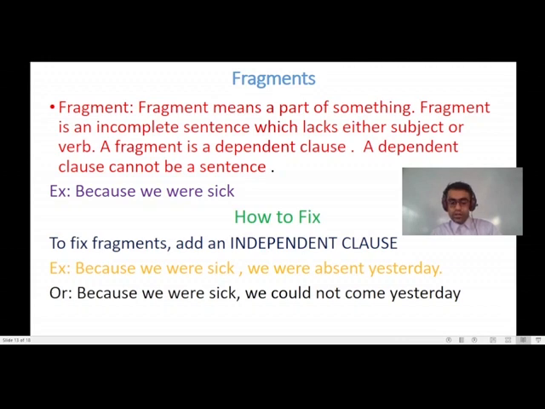Not come yesterday. For example, we could not come yesterday, here is another independent clause.